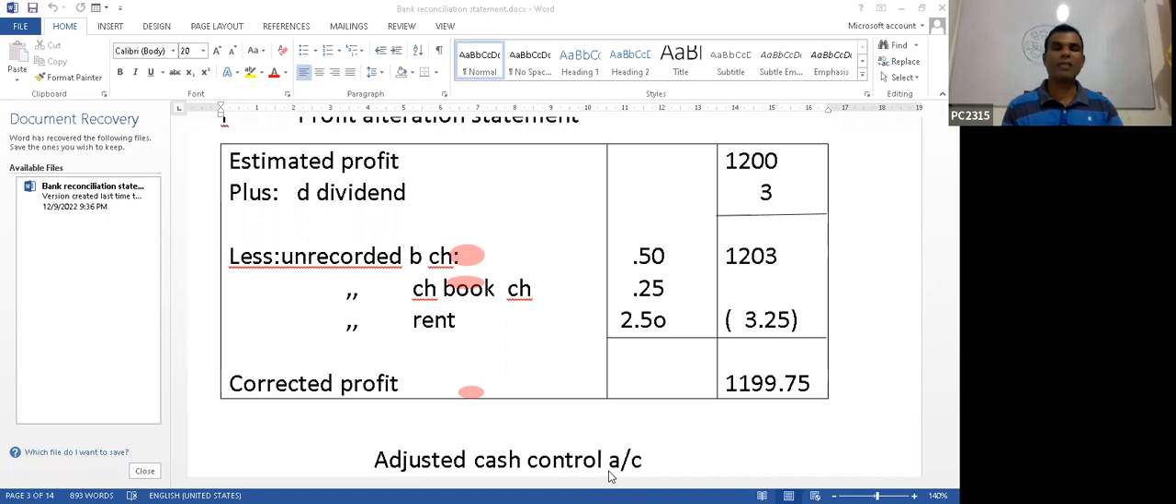$800 and $200 are tallied. Now this amount can be treated as an unpresented check. The 600 is an unpresented check. And then you have to compare the cash payment journal.